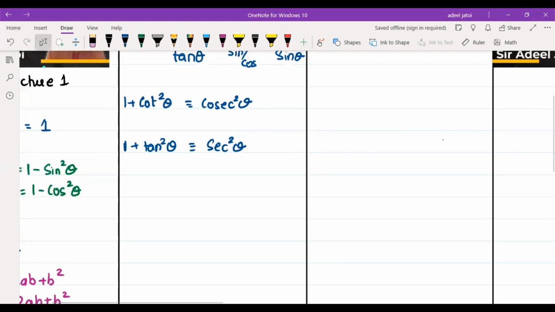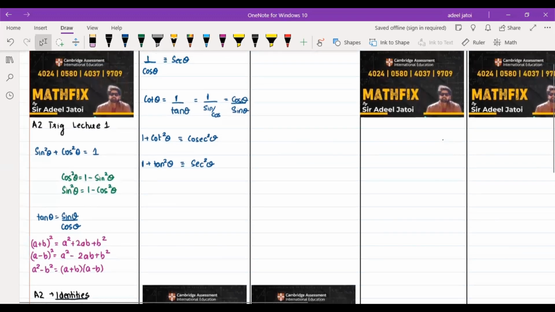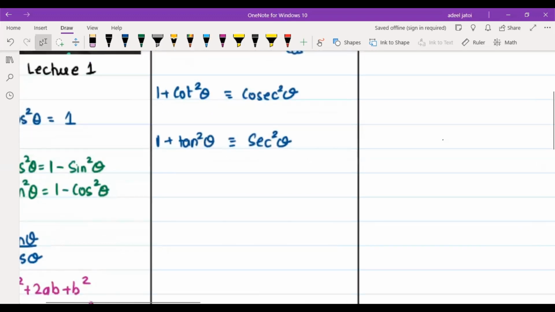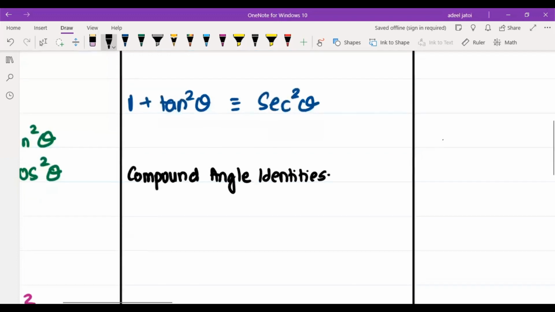With respect to this, we also have identities which are a reflection of compound angles, that is, when two different values are given. So we'll be writing down compound angle identities. Now, what are compound angle identities?